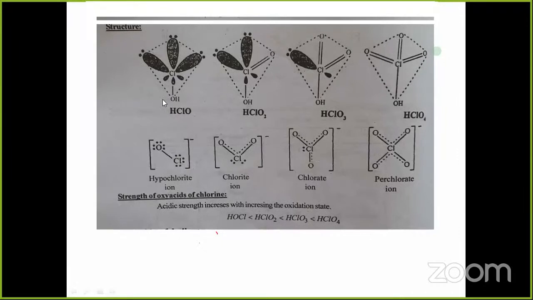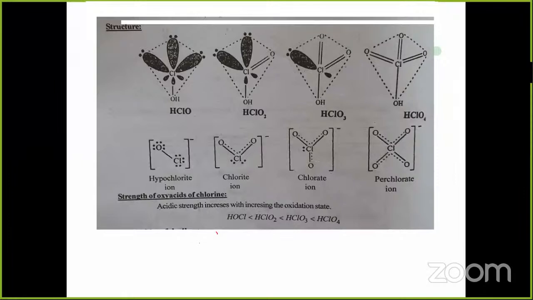So therefore, the hybridization is sp3, but the geometry is linear here. Here, sp3 hybridization, geometry V shape. sp3 hybridization, the geometry is pyramidal. sp3 hybridization, geometry is tetrahedral. So this one is tetrahedral, pyramidal, V shape or angular, linear. But the hybridization is the same. So based on the lone pairs, the geometry changes from tetrahedral to linear.